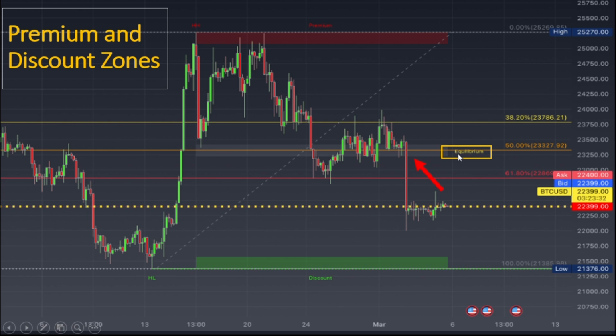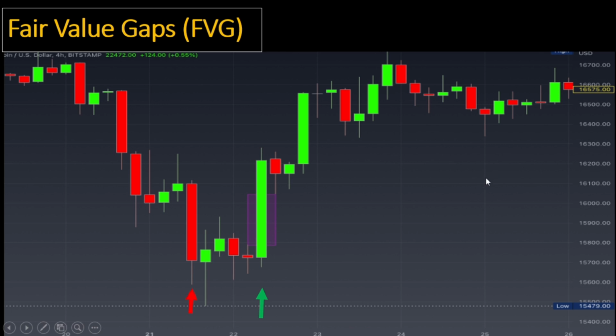Set your take profit level at the equilibrium zone. The reason for setting your take profit at the equilibrium zone is that the price might experience a reversal or resistance at this level. By targeting this zone, you position yourself to take advantage of potential price reactions. To sum up, understanding and utilizing premium and discount zones can enhance your trading strategy by identifying key entry and exit points. Always combine this analysis with other tools and market conditions to improve your trading accuracy.